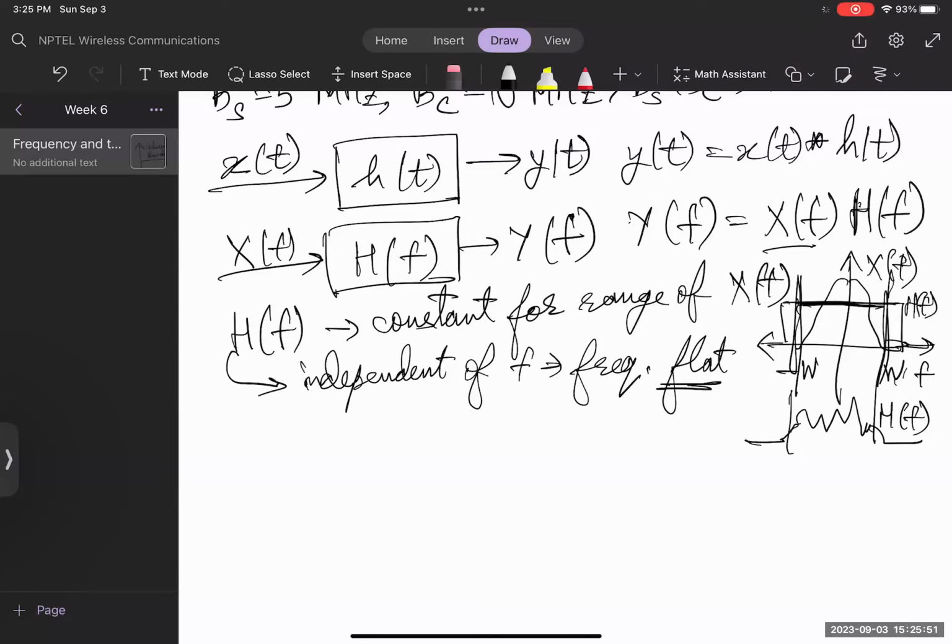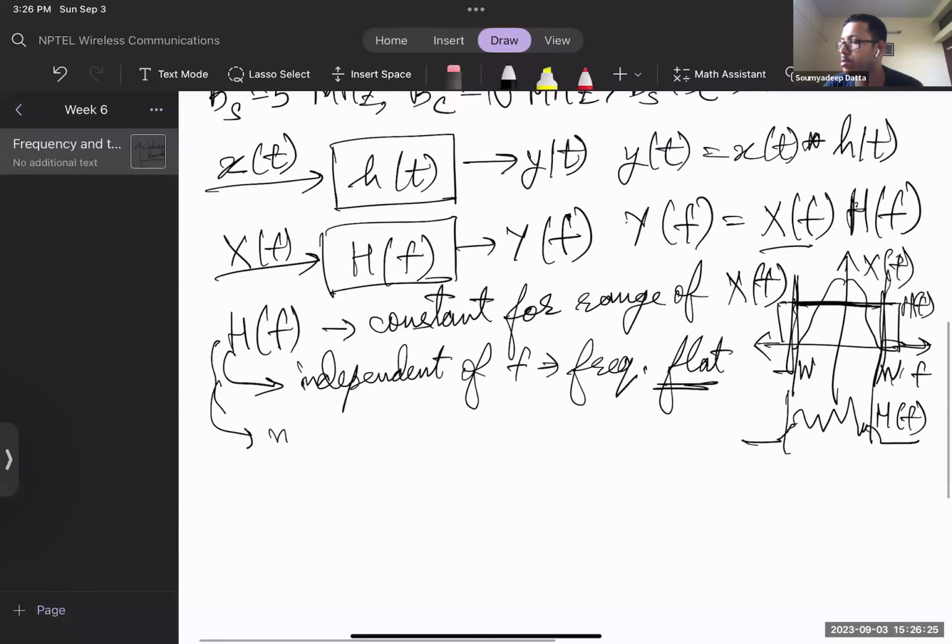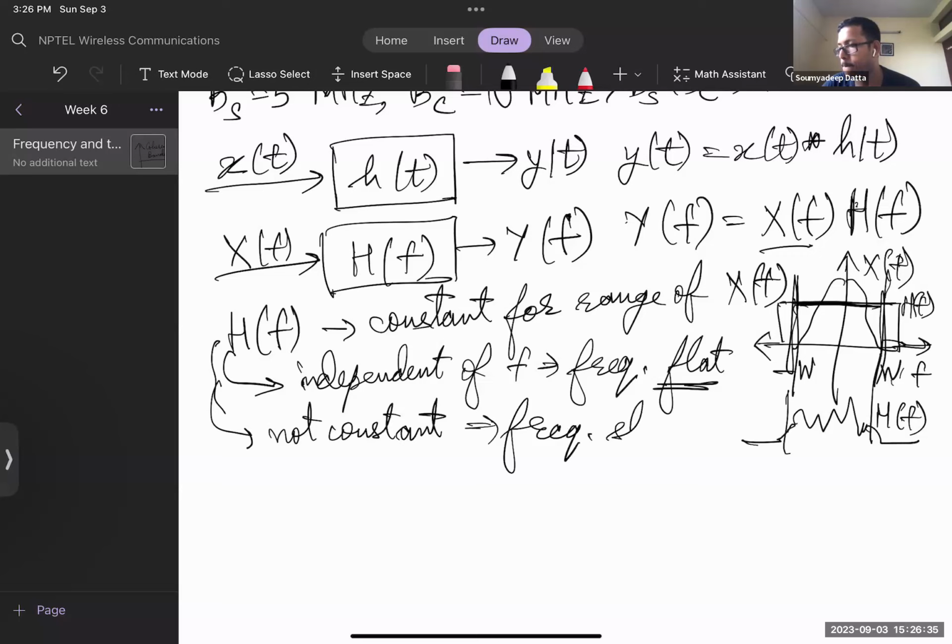Sir, excuse me, sir. Means the channel will provide a constant response to the signal, no? In the earlier case, constant for a range of those frequencies, means for those frequencies the channel is providing the same response. Exactly, yes. So in those cases, you will call it a frequency flat channel. And in the later case, since the channel response is clearly not constant, you will call it frequency selective, right? Which means different parts.